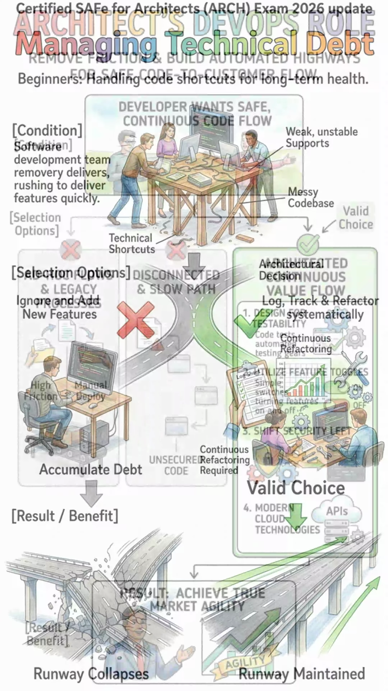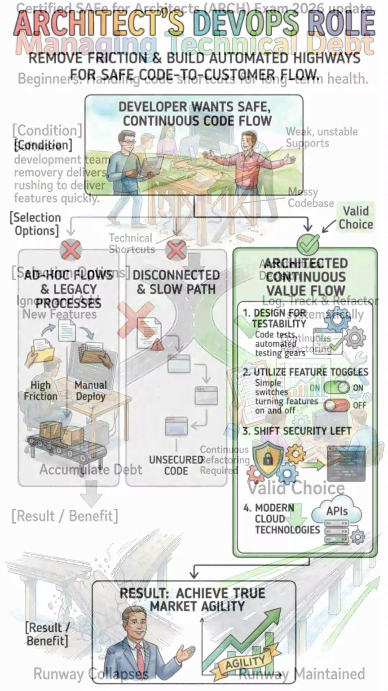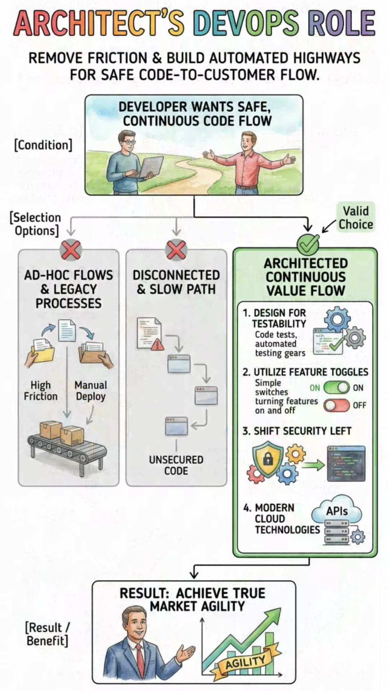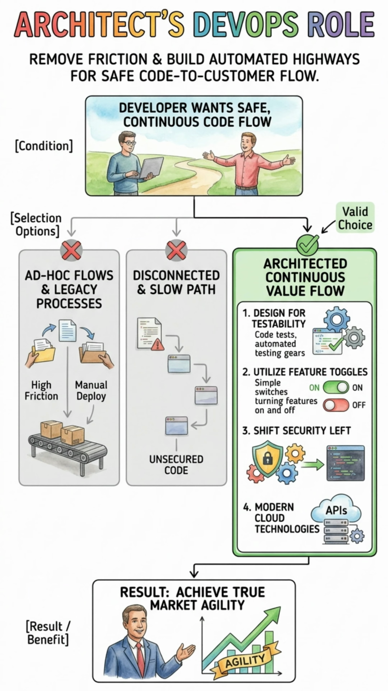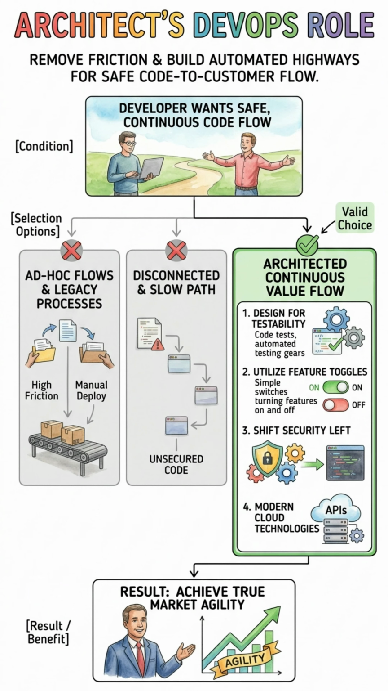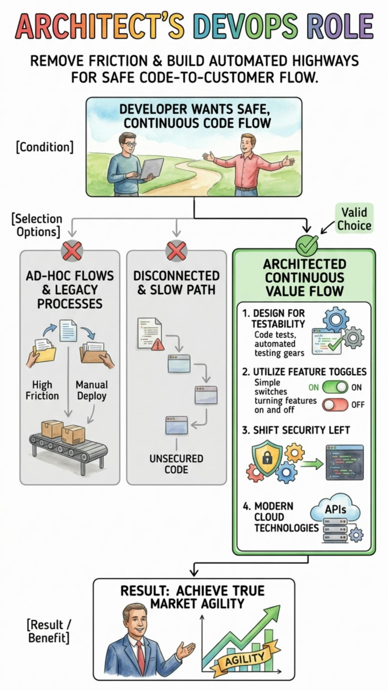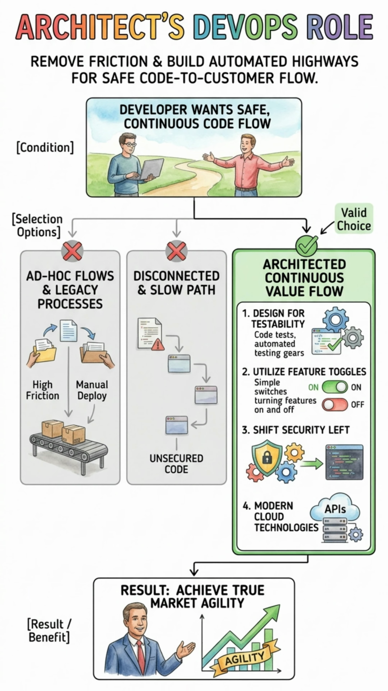In summary, your role in DevOps and continuous value flow is to remove technical friction at every possible stage. You are building the automated highways that allow code to travel safely from a developer's laptop directly into the hands of the customer. By designing for testability, utilizing feature toggles, shifting security left, and embracing modern cloud technologies, you enable the business to achieve true market agility.